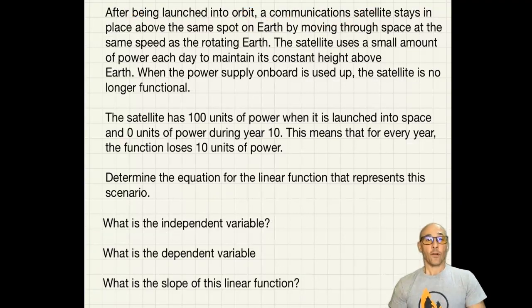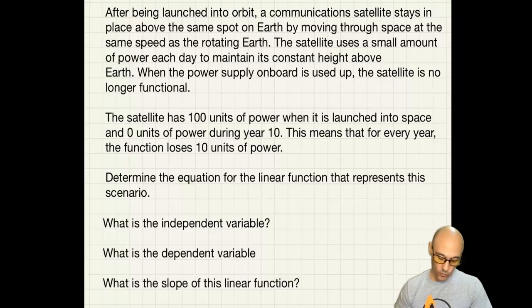Here's the second example. After being launched into orbit, a communications satellite stays in place above the same spot on Earth by moving through space at the same speed as the rotating Earth. The satellite uses a small amount of power each day to maintain its constant height above Earth. When the power supply on board is used up, the satellite is no longer functional. The satellite has 100 units of power when it is launched into space and 0 units of power during year 10. This means that for every year, the function loses 10 units of power. Determine the equation for the linear function that represents this scenario.